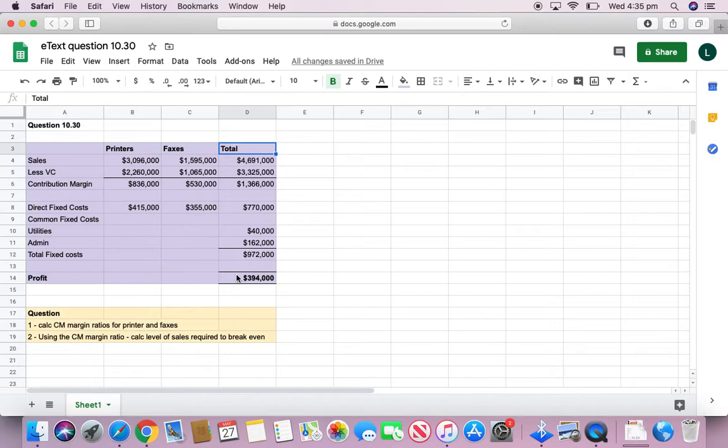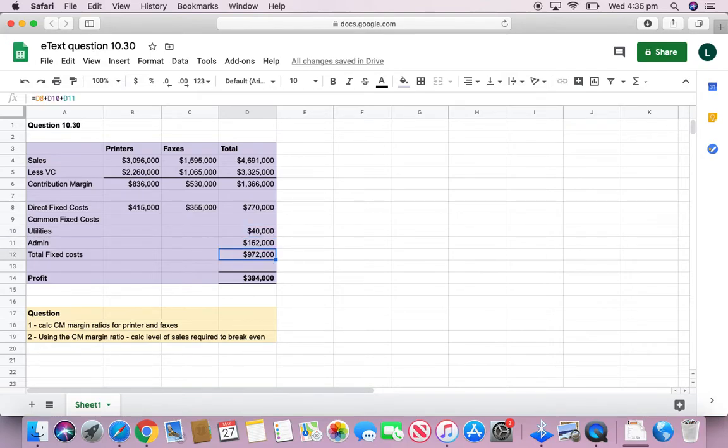So this is a quick calculation on profit. We've got our sales, our variable costs, and then our contribution margin. This is split up between printers and faxes, and this is our total CM. So it's obviously not per unit, it's per total volume. Direct fixed costs are split up between printers and faxes, but we don't really need that, we just need the total, and then these are common fixed costs of the company itself.